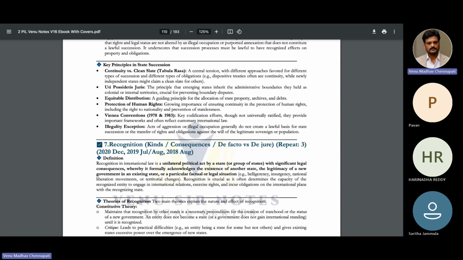Equitable distribution is the guiding principle for allocation of state property, archives and debts, and of course protection of human rights. And then the Vienna Conventions, both 1978 and 1983. And the illegality exception: acts of aggression or illegal occupation generally do not create a lawful basis for state succession. So these are the key principles which we have to remember.